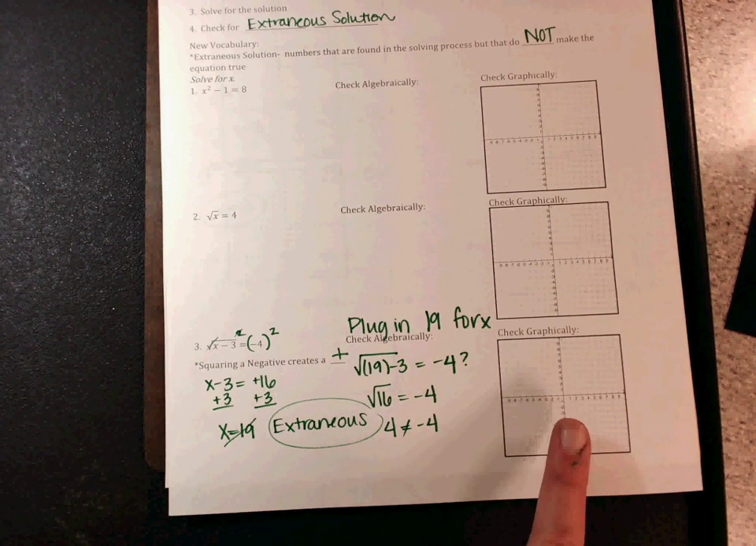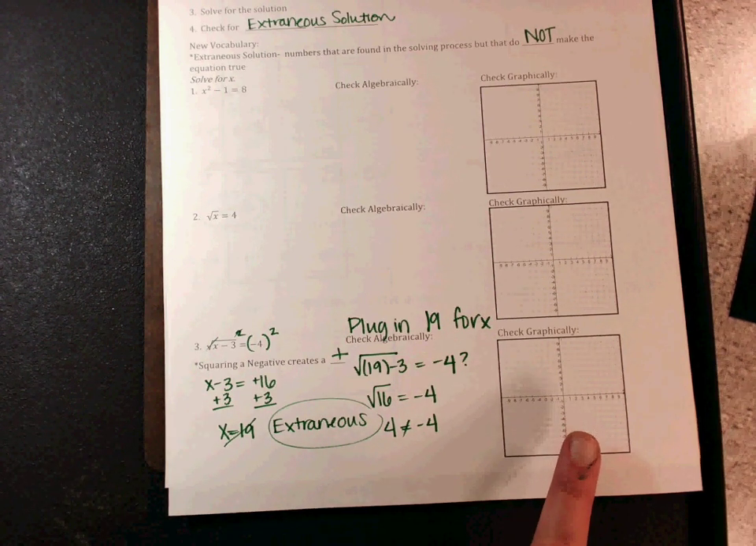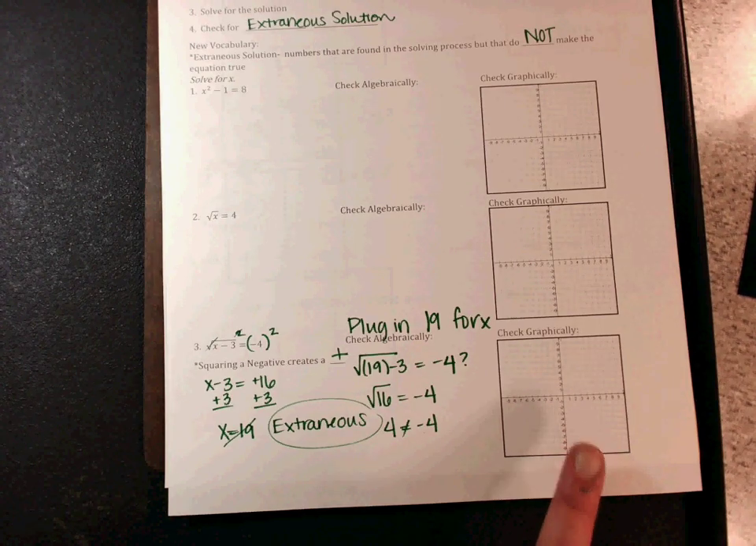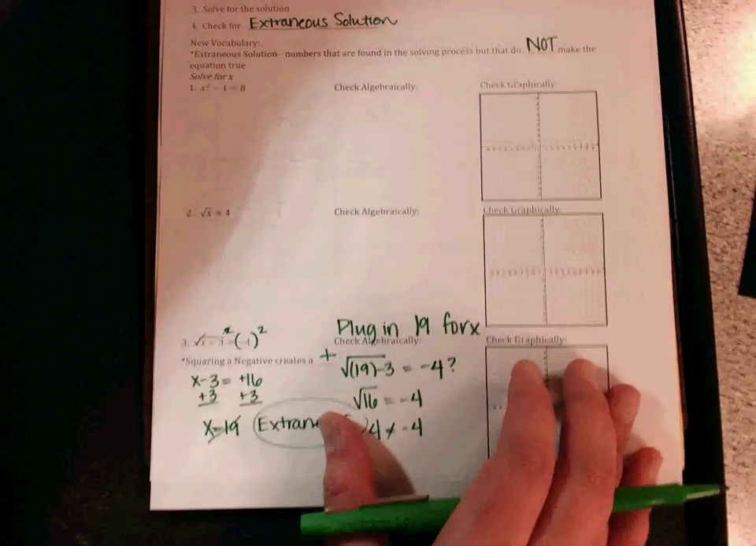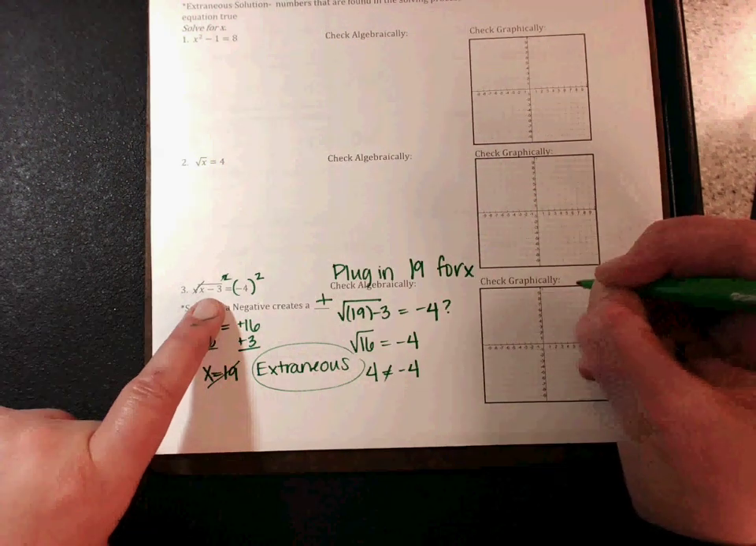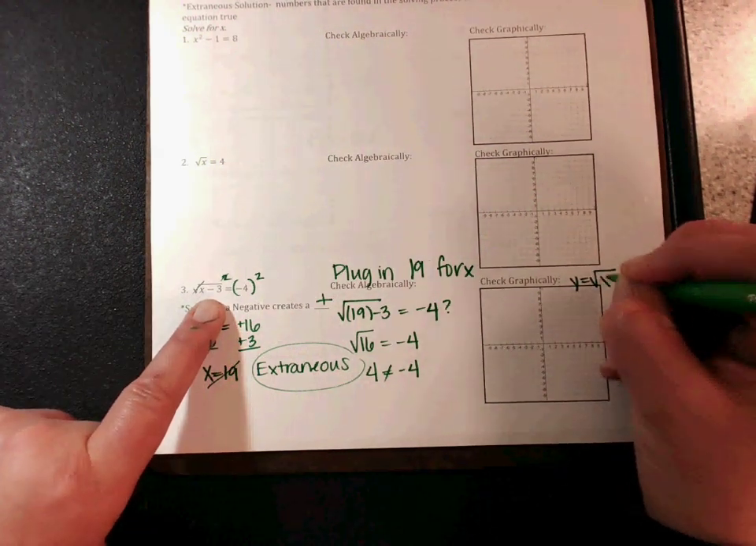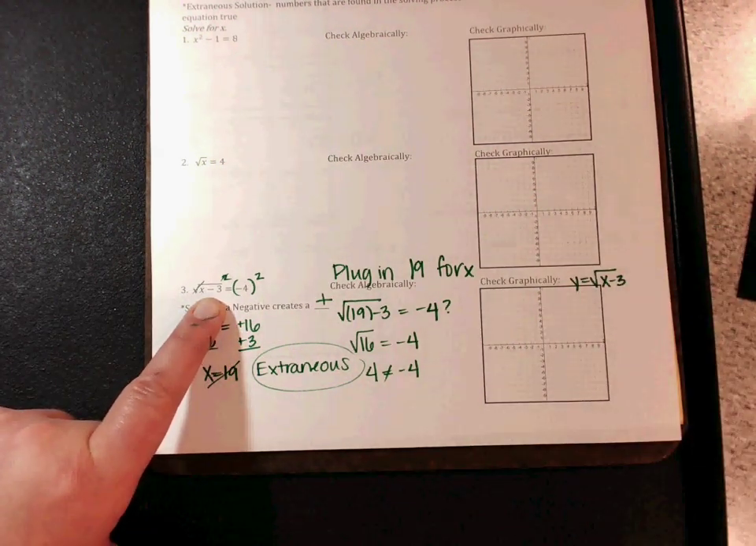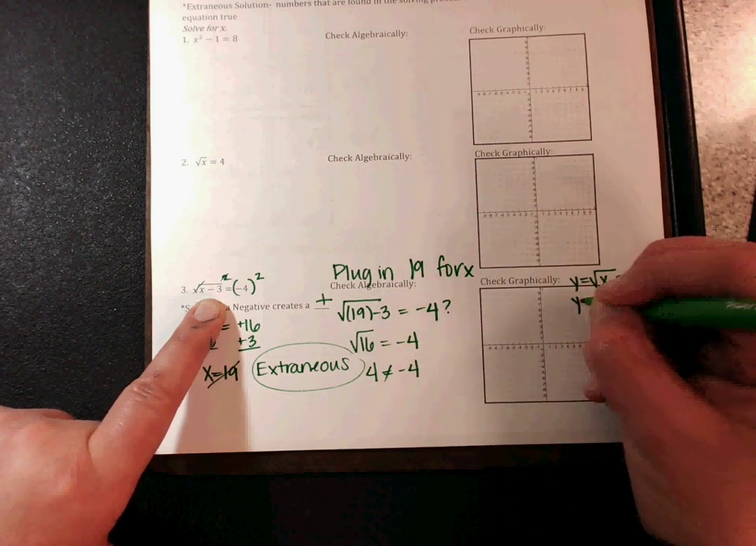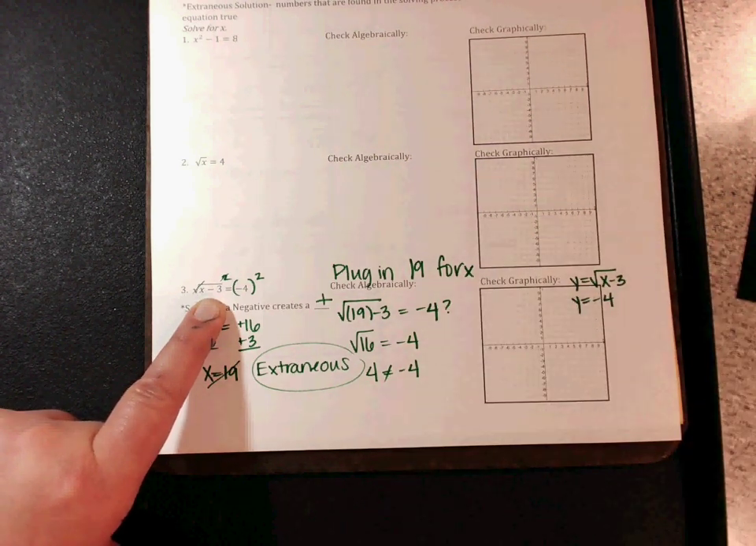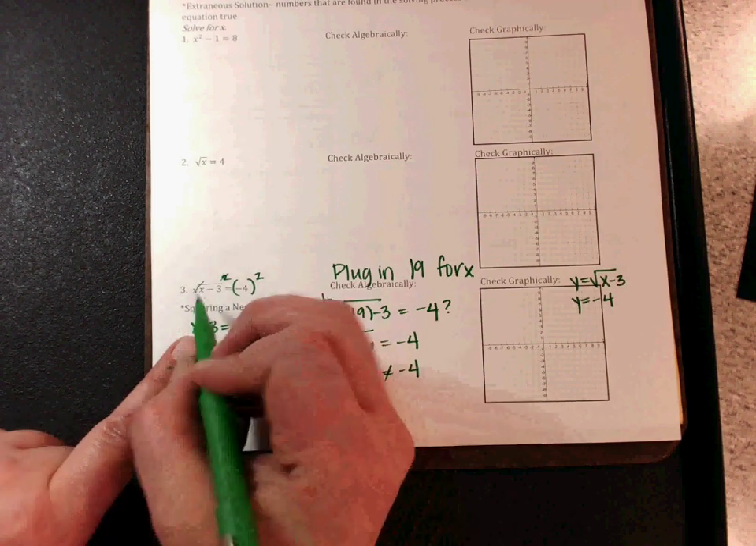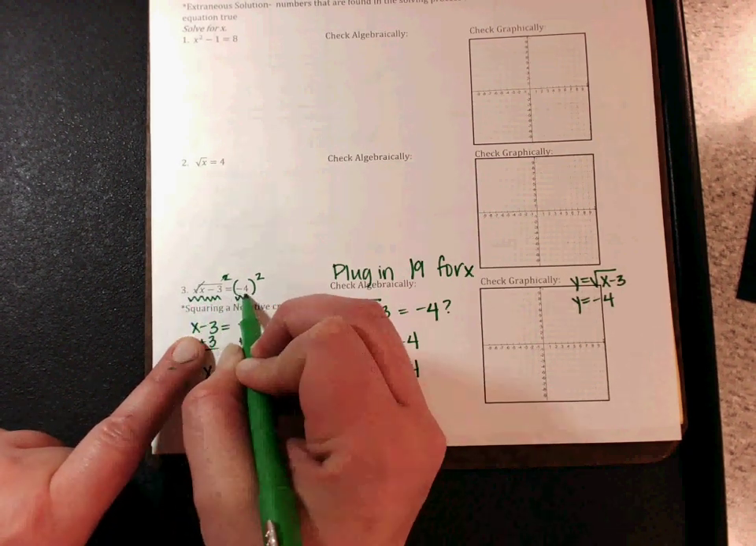So right over here, we're going to graph both sides of the equation separately. Positive 3, negative 4. First, I'm going to graph y equals square root of x minus 3, and second, I'm going to graph y equals negative 4. Do you see that the top equation is just this side, and the other equation is just this side?